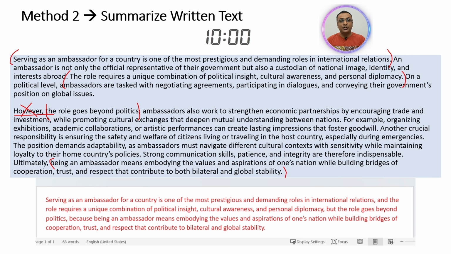So make sure to utilize method 2 if you are not sure how to come up with a response correctly, or if you are thorough with your response, make sure to use method 1 where you will be paraphrasing your sentences. So this is all about summarize written text.